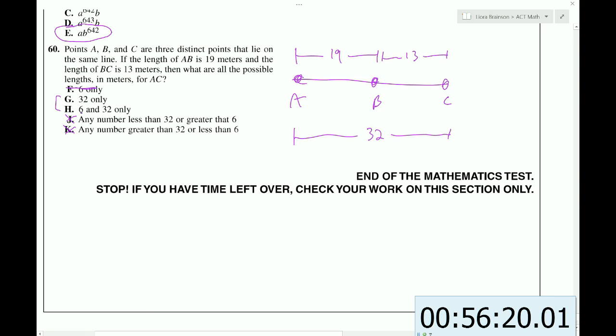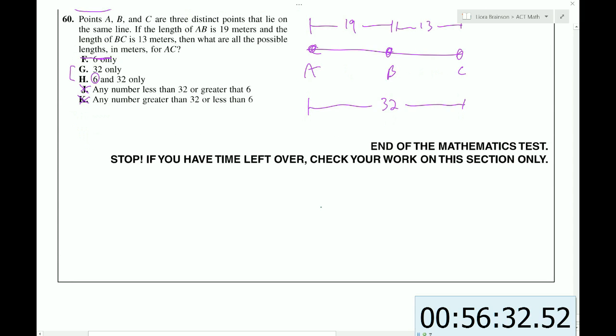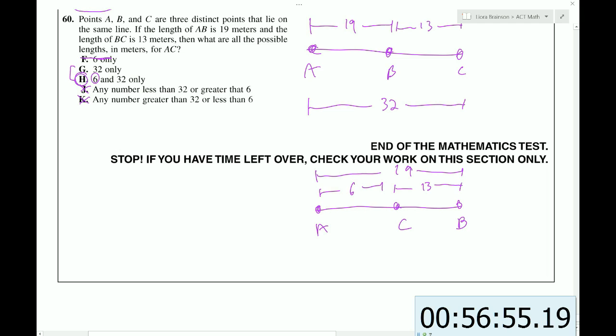So now the question is, can I get 6? And interestingly enough, the answer is yes. Okay, it doesn't say that I have to be in this order. So I could be in a different order. For example, I can have my points be A, C, B. In which case, if AB is 19 and then BC is 13, that would mean that AC, right, the difference would have to be 8. Oh, sorry, not 8, 6. So the answer is H.